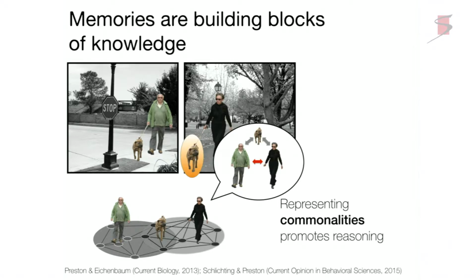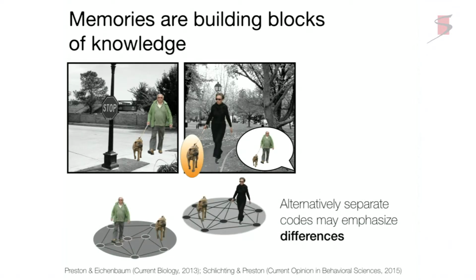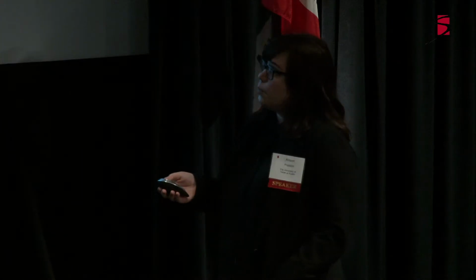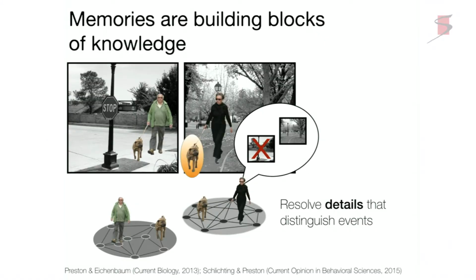At the same time, we can have an alternative coding strategy, right? The idea here is that we might separate these distinct experiences to emphasize their differences. What that would be beneficial for is interference resolution and allowing you to recall the individual details that differentiate these two events. So when I ask you when you first met this woman, you would be able to accurately identify that you saw her first in the park and not in your neighborhood, right?